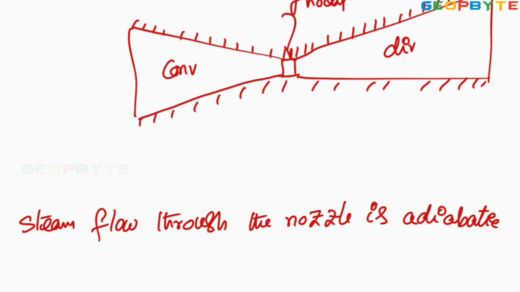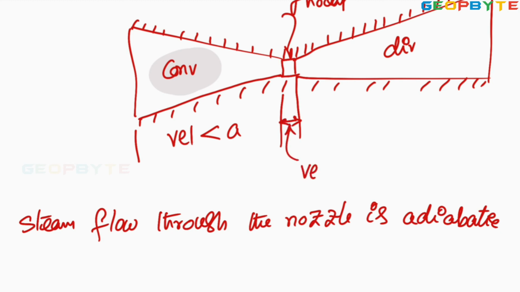Remember, for a converging diverging nozzle, the flow velocity in the converging section is less than sound velocity. In this region, the flow velocity is less than sound velocity. In the throat region, velocity equals sound velocity. But at the exit of the converging diverging nozzle, if I assume state 1, state 2, state 3, the state 3 velocity V3 is always more than sound velocity. I hope you clearly got my point.